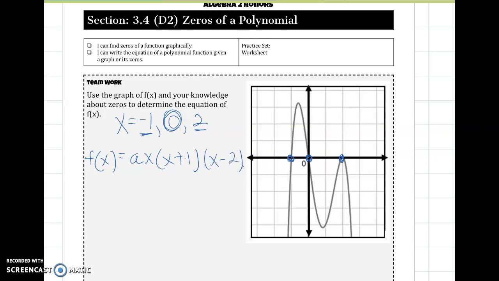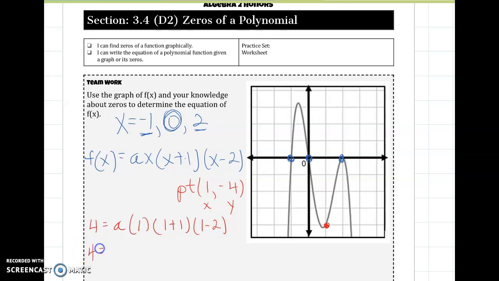So now what I can do is choose any point on my graph, any nice point, this one I could use. So the point I'm going to use is 1, -4. I'm going to plug that in for my x and my y value. So when I plug that in, I have -4 equals, leave the a because that's what I'm solving for, times 1, times 1 plus 1, and times 1 minus 2.